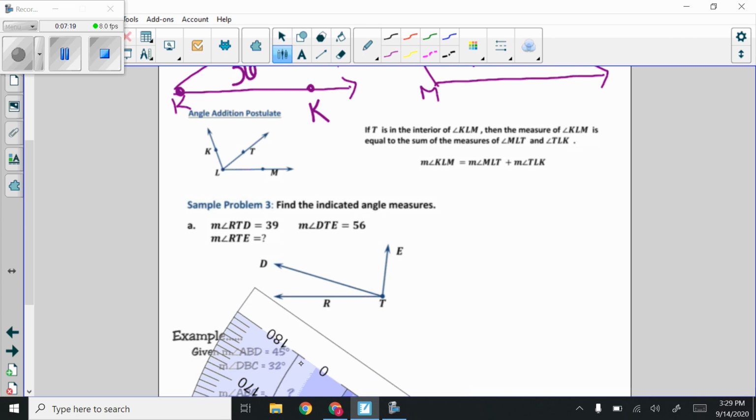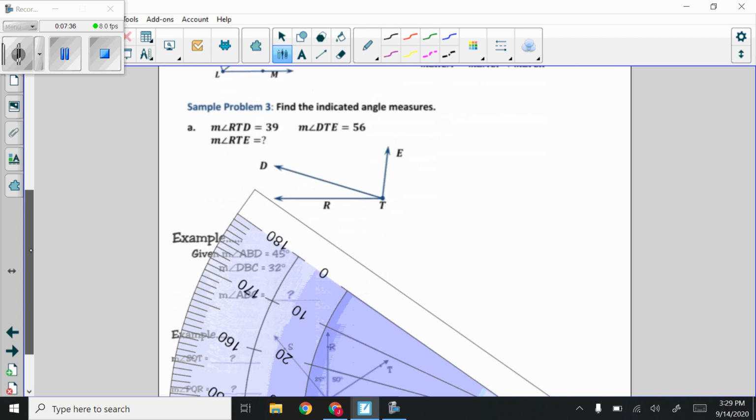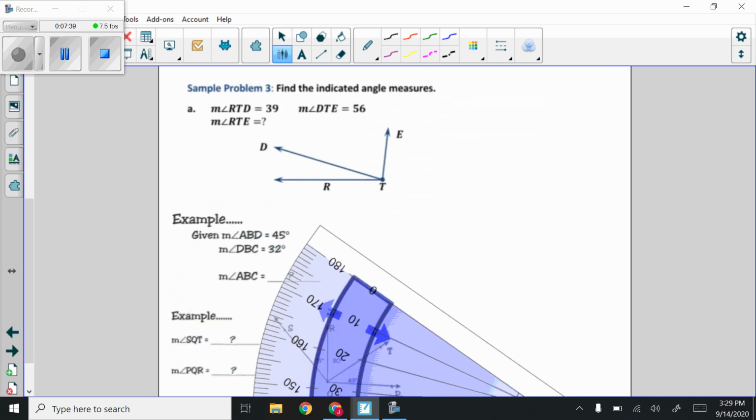The angle addition postulate. Recall that we've already looked at this. It just tells me that if T is in the interior of angle KLM, then the measure of angle KLM is equal to the sum of the measures of angle MLT and TLK. That just means that if I have one big angle and it's split up into several angles, add up all the angles, and I would get the big angle back.